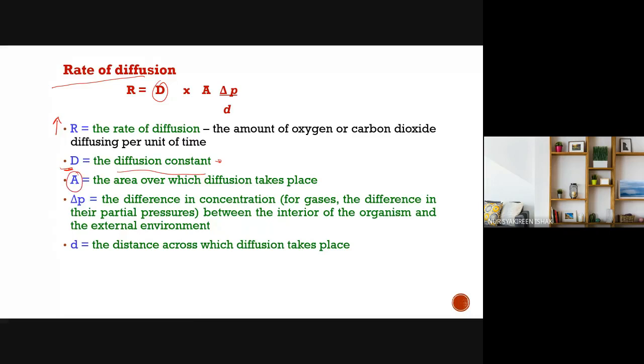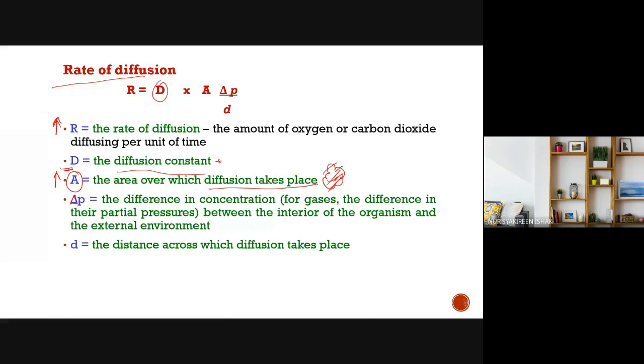Area, okay, the area over which the diffusion takes place. So in order for rate of diffusion to increase, area must be increased also. So that's why alveolus bentuk dia macam ni, and it is covered with many blood vessels kan, large surface. Okay, so area must increase.